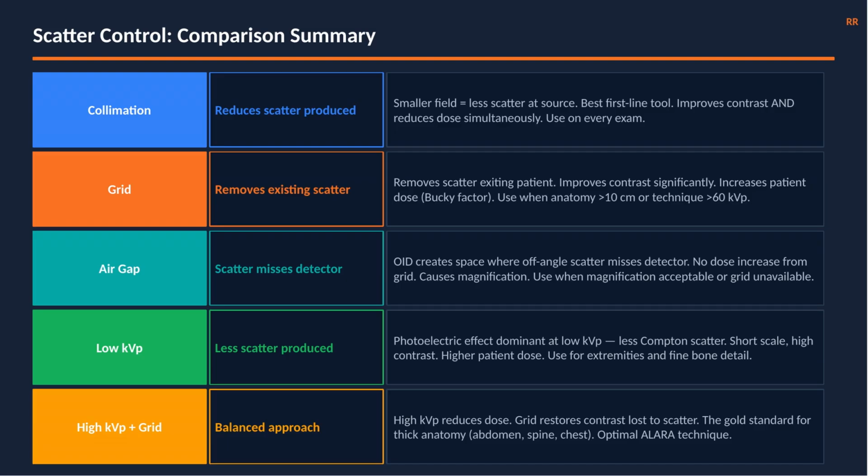Best for extremities and fine bone detail, where low dose is not the primary concern. And high kVp combined with a grid. The balanced approach. High kVp lowers dose. The grid restores contrast lost to the increased scatter. The gold standard for thick anatomy in digital radiography: abdomen, pelvis, and spine.